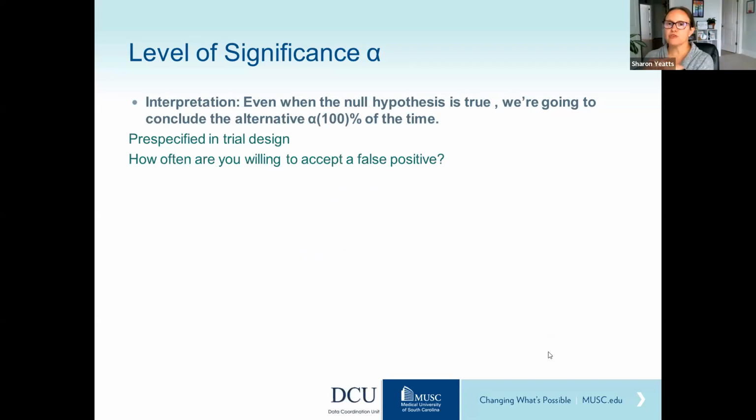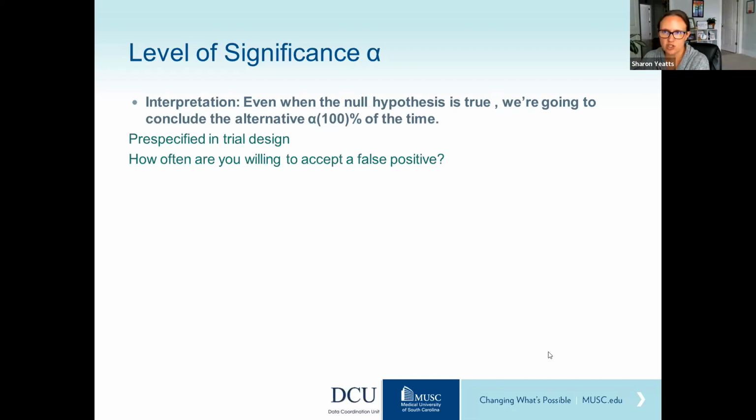Okay, so the first piece of this that we're going to start with is the level of significance alpha. And I am guessing that everybody knows that the most commonly specified alpha level is 0.05. But that's not a magical number, right? The level of significance in reality should be set by considering the interpretation of the level of significance and what the potential consequences of that error are in a particular disease area or for a particular treatment.